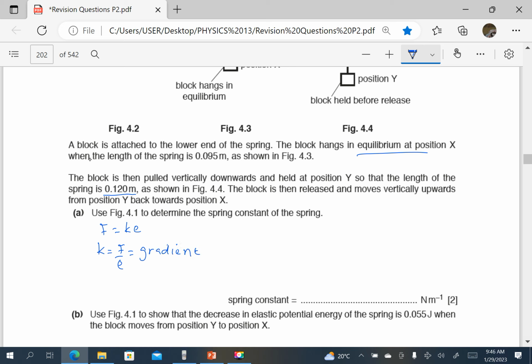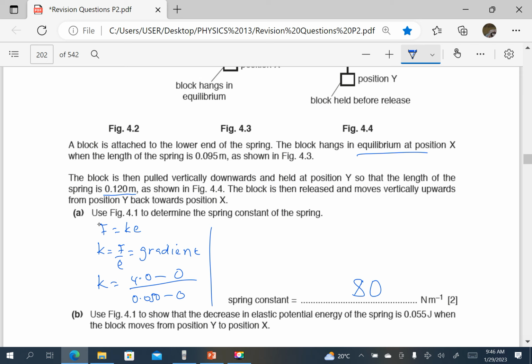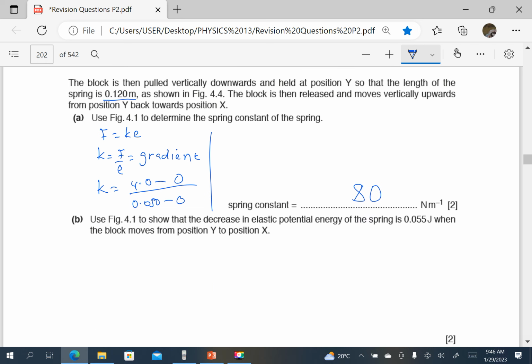It is the same as the gradient. So when I substitute, k is going to be 4.0 from the graph minus 0, the origin, over 0.050 minus 0, which is the origin. And when I check my calculator, 4 divided by 0.05, that is 80. So spring constant is 80. So using figure 4.1, we have found a spring constant.